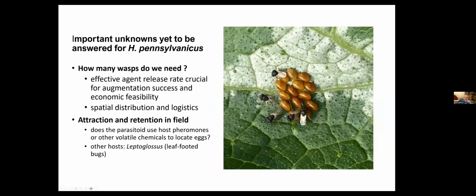Here's a group of them, and these are actually multiple females there. And some of the things that Sean's been trying to work out are how many do we need, how to distribute them, can it be feasible, economically feasible?